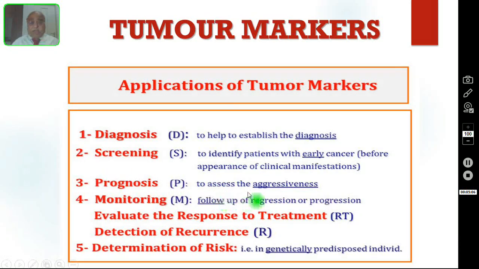The most important use of these tumor markers is monitoring the patient during the post-operative period. So during the follow-up, whether there is regression of the tumor or progression, whether it is increasing, that you can make out by doing these tumor markers. So you can evaluate the response to the treatment.